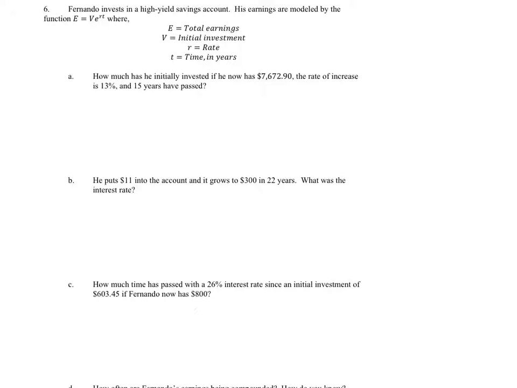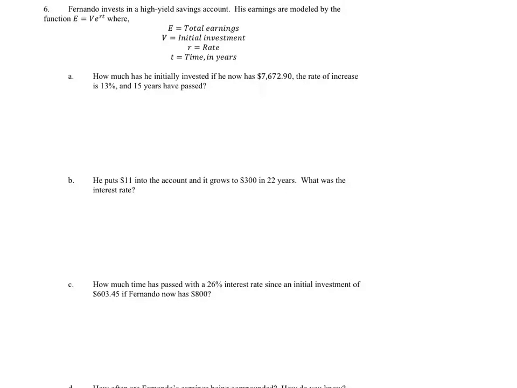So one thing you have to understand about number 6 is that this beginning sentence applies to each of these problems. So you are using E equals V times e to the RT for each of these. So it's Fernando investing in a high yield savings account. For some reason, they're letting him use this exponential or this continuously compounded interest formula. And it looks like our normal continuously compounded interest formula, but these are different letters to represent our total amount and our principal amount. It makes no difference.